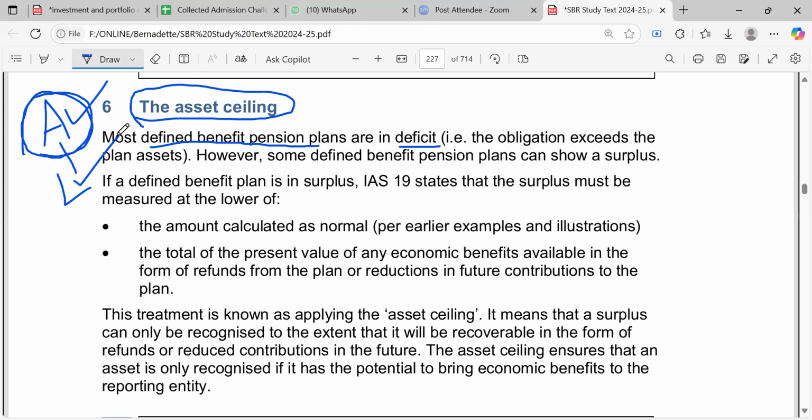Yes. If the liabilities are more than assets, we would have a net liability, and if assets are more than liabilities, we would have a net asset. So most of them are such that liabilities exceed the assets. However, some defined benefit pension plans can show a surplus. Now you can see when we have a surplus, it means we have more assets than liabilities, right?